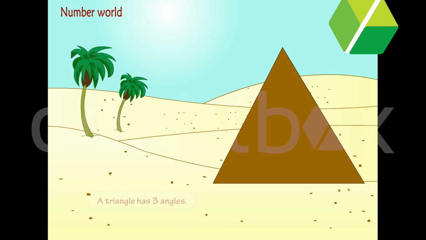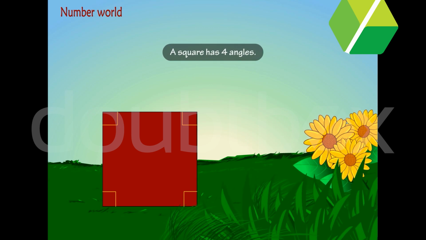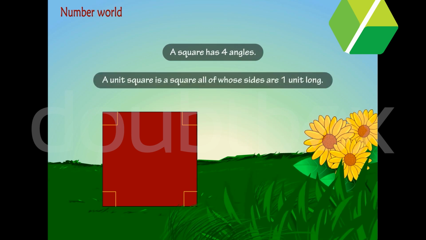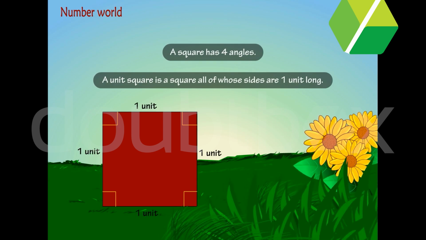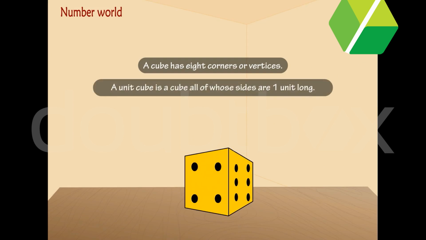Number world. A triangle has 3 angles. A square has 4 angles. A unit square is a square, all of whose sides are 1 unit long. A cube has 8 corners or vertices. A unit cube is a cube, all of whose sides are 1 unit long.